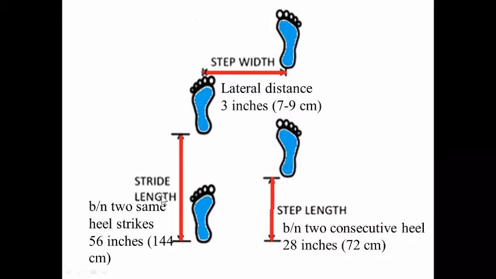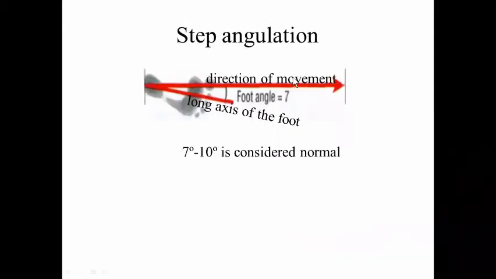However, the stride length, as we have discussed before, is the distance between two same heel strikes, as shown in this figure. We can measure it; it is about 56 inches in a normal individual, which equals 144 centimeters. Another is step angulation. It is the angle between the direction of movement and the long axis of the foot. This angle is about 7 to 10 degrees among normal individuals, which is considered normal.